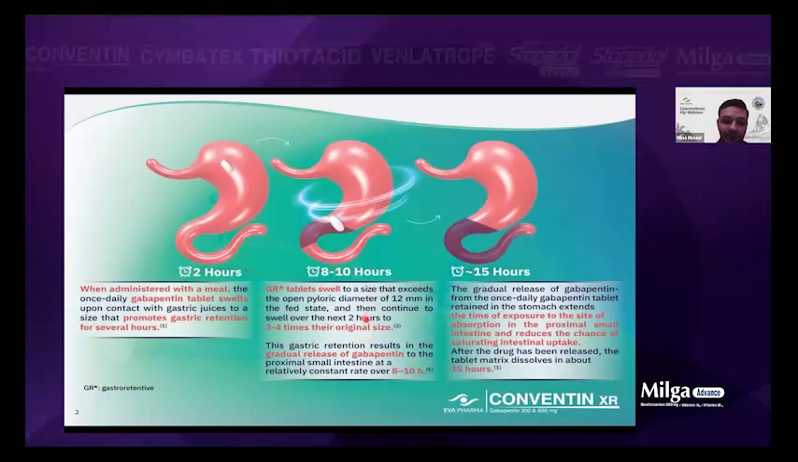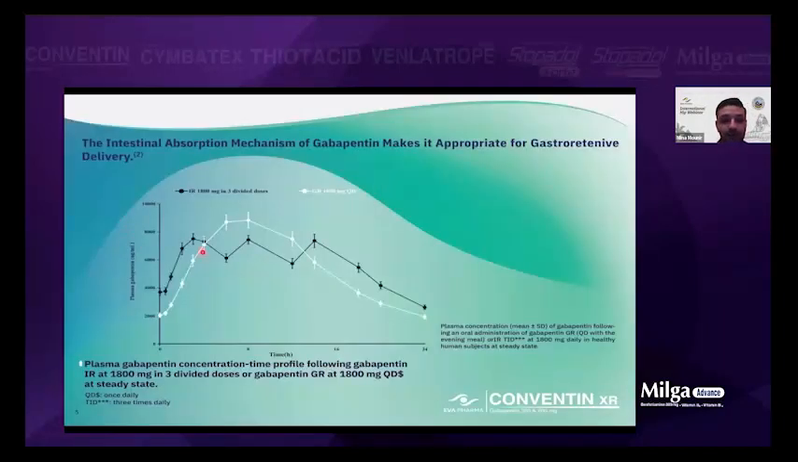It continues to release the gabapentin for 8 to 10 hours, and then the tablet dissolves within 15 hours. So you have to take it just once daily, and it covers 24 hours. And here is the pharmacokinetic curve, which reveals this process in detail.